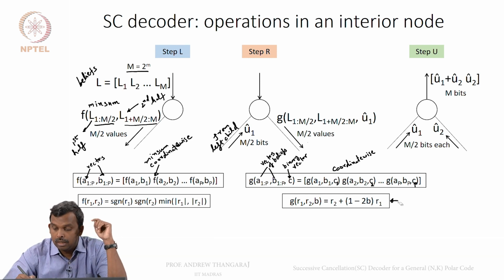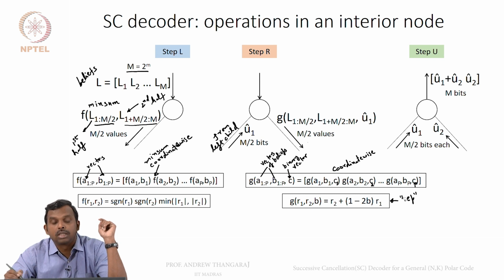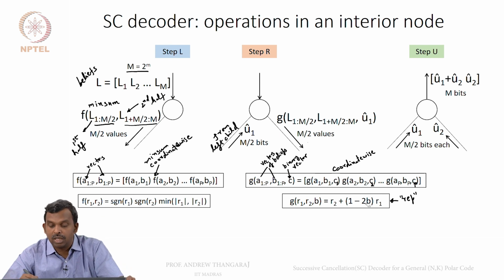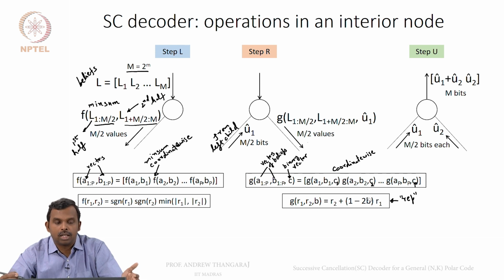So this is the repetition code, I'll put it within quotes. It could be repetition or it could be the complement of repetition. So based on that, it does this R2 plus R1 or R2 minus R1. So this is a simple enough computation. You can see what has to happen.